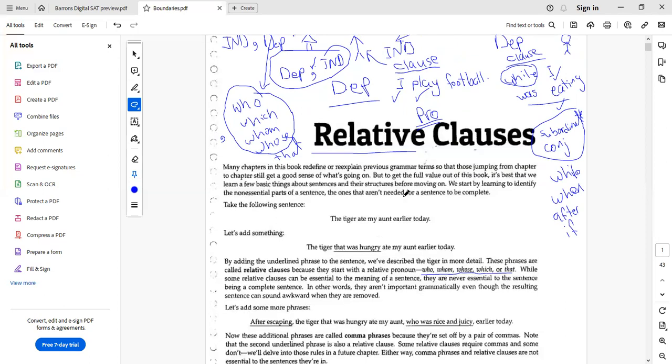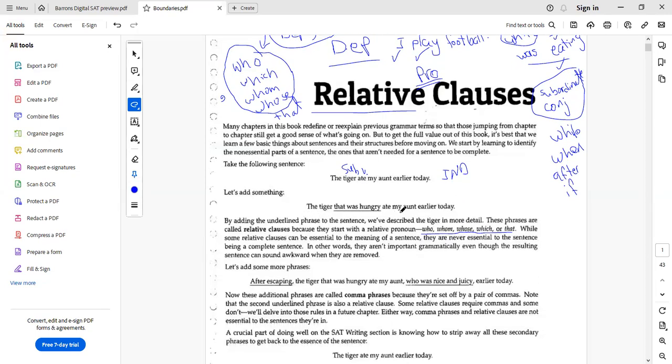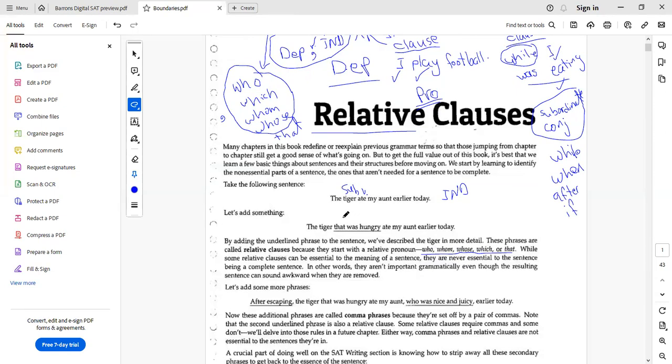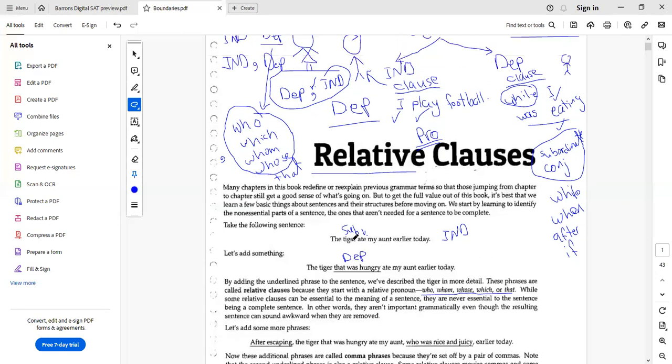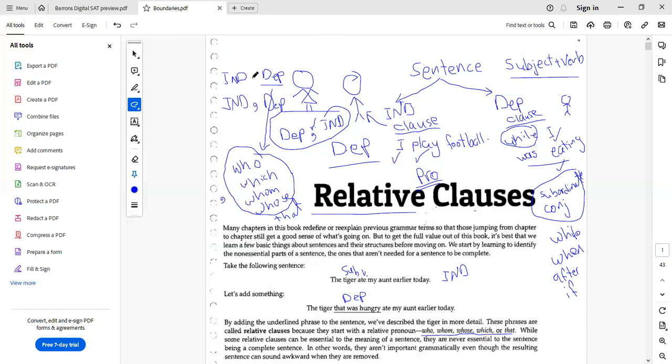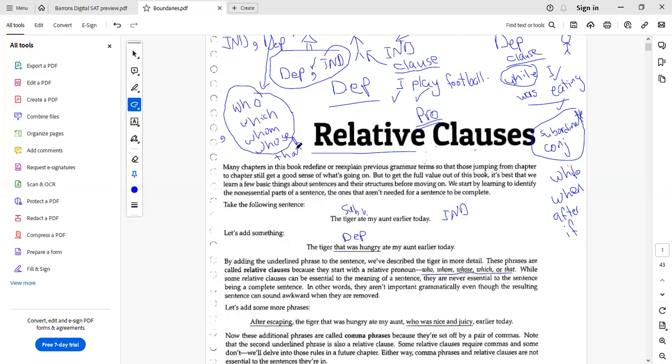Give me an example. Look here, the tiger, subject, ate, verb, my aunt earlier today. Now, this is independent. It's understandable. Look now, the tiger ate my aunt earlier today, but I put that was hungry, relative clause, that is dependent. Okay, teacher, you told me that if we have independent, dependent, we have to put commas or sometimes no. But here there is that. That we said that we're not going to put any comma.